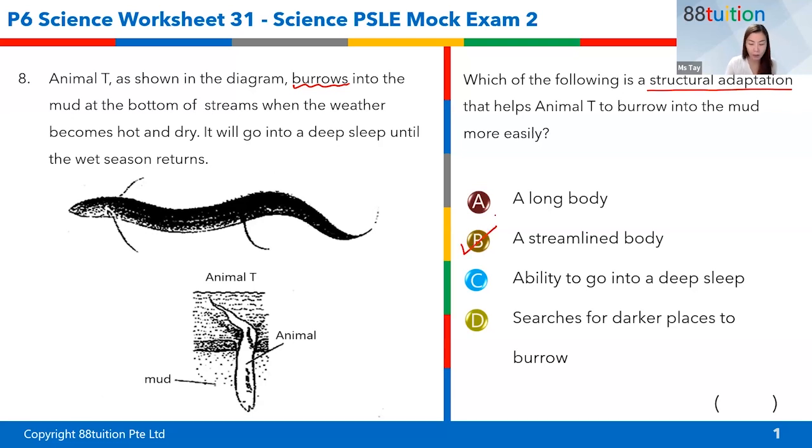How does a streamlined body help T to burrow into the mud more easily? If it's not streamlined, imagine it's like a round ball. Is it easy to burrow? No, right? Not easy at all. So round and fat, how to squeeze and turn and twist into the mud? Not possible, right? But if it has a streamlined body, slim and smooth, it can actually dig into the mud. Okay, so streamlined body.